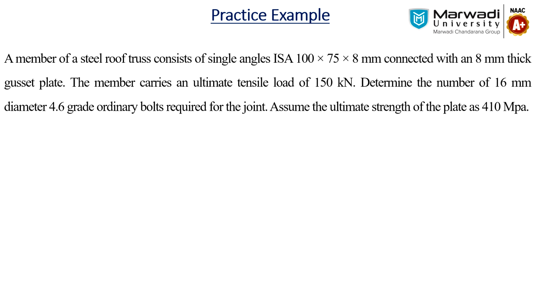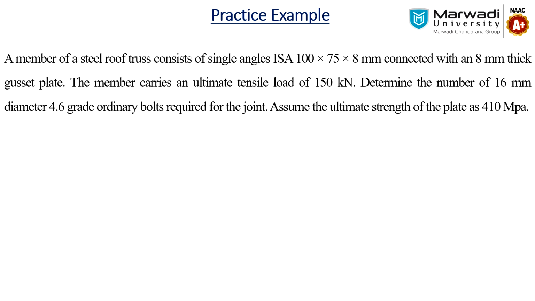A member of a steel roof truss consists of a single angle, ISA (Indian Standard Angle) 100 by 75 by 8 mm, connected with an 8 mm thick gusset plate. The member carries the ultimate tensile load of 150 kN. Determine the number of 16 mm diameter 4.6 grade ordinary bolts required for the joint. Assume the ultimate strength of the plate is 410 MPa.